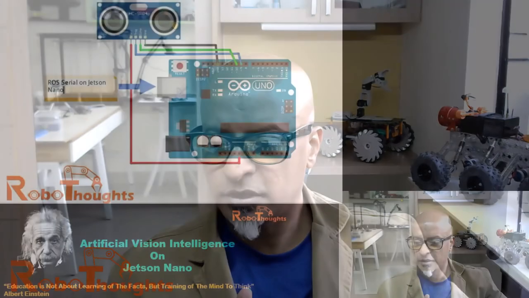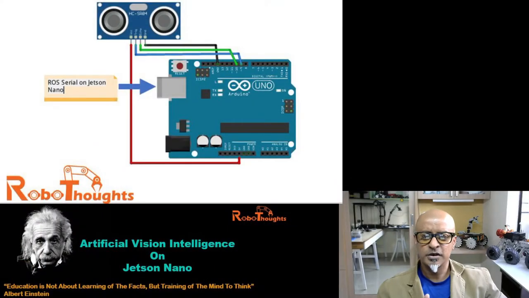So guys, in this particular lesson, I will show you step by step how to install the ultrasonic sensor in ROS-Serial and detect the range, which will be processed in Jetson Nano for further actions. All right, so let me show you a circuit diagram. This is a very simple drawing, guys.